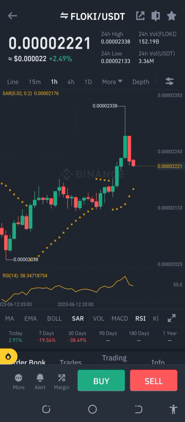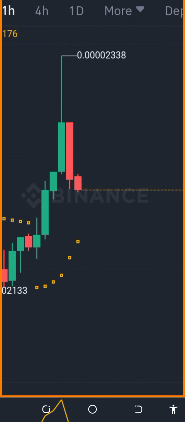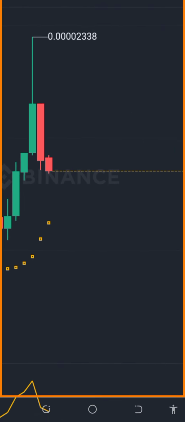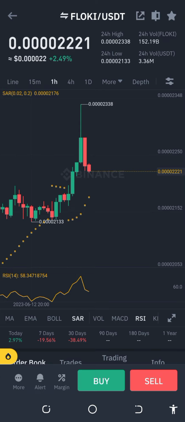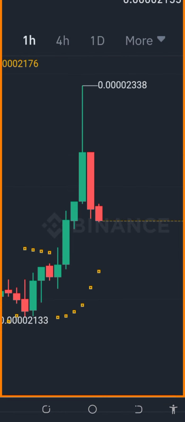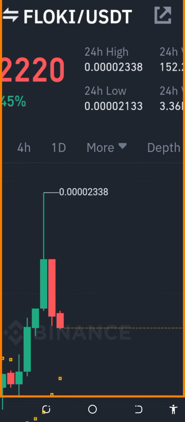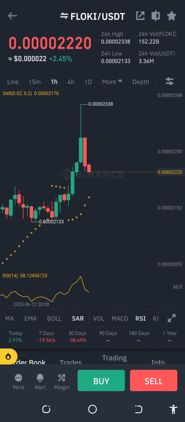So let me click on 1 hour and see how it has performed within the last 1 hour, the last 15 minutes, the last 1 day. If you can see this now, it's already on a second red candle. That means it is going down at this point. It has a pullback. It went all the way to 0.0000238, and now it's currently on 0.0002220. Okay, so let's see how we're going to work along with this.